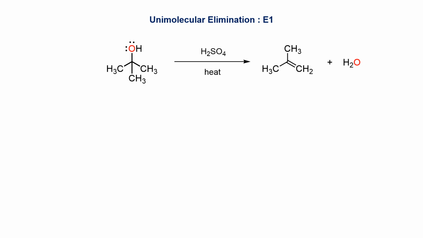When a tertiary or secondary alcohol is heated with a powerful acid such as sulfuric acid or phosphoric acid, an alkene is produced through a mechanism called the E1. In this example, tertiary butyl alcohol is heated with sulfuric acid to produce 2-methylpropene and a molecule of water.